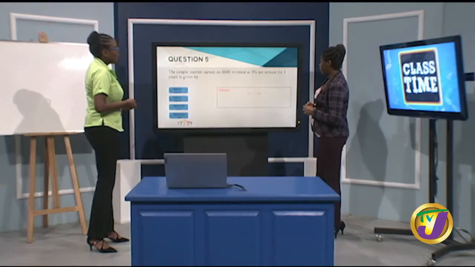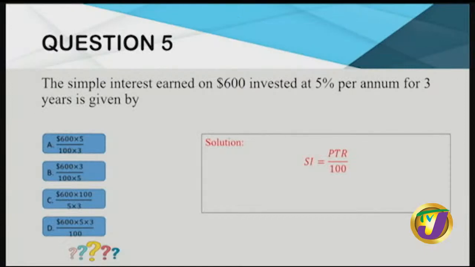So using this formula, principal times time times the rate, we would expect to get $600 times 3, and the 3 here would be 3 years, times 5 out of 100. But we should note that the 100 here is coming from the percentage linked to the 5.